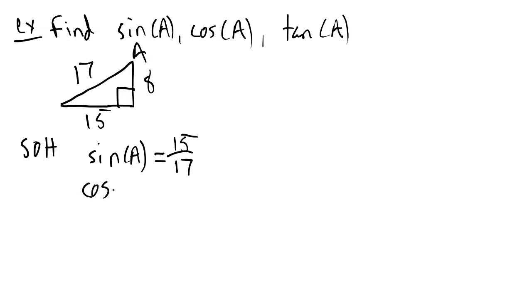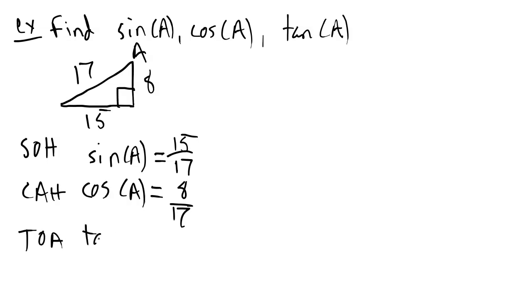Cosine, CAH, is adjacent over hypotenuse. So the adjacent is 8, the hypotenuse is 17. This becomes 8 over 17. Tangent is TOA. So tangent is opposite over adjacent. Opposite over adjacent means that this is 15 over 8.